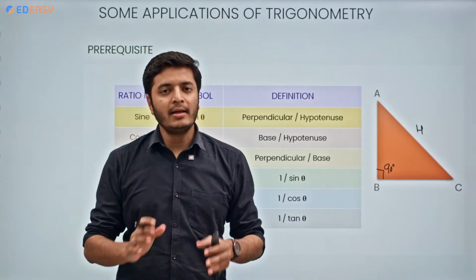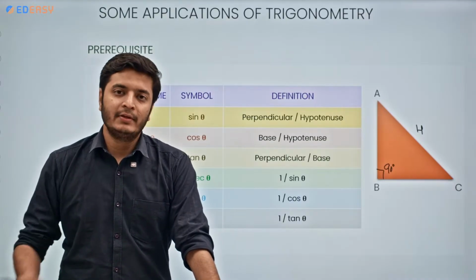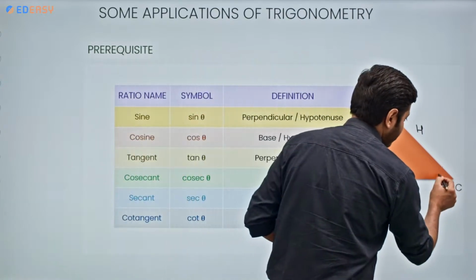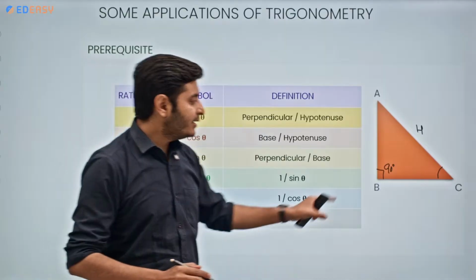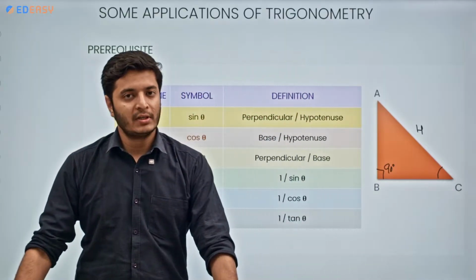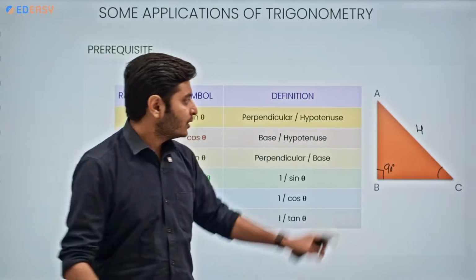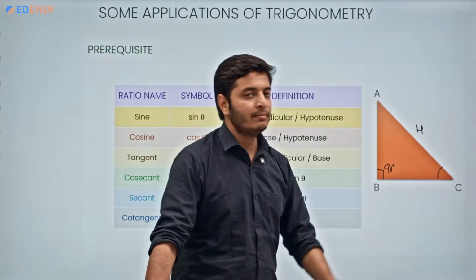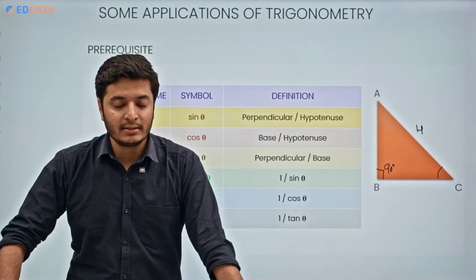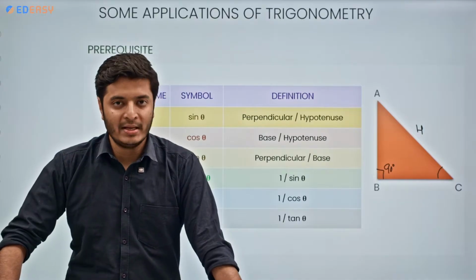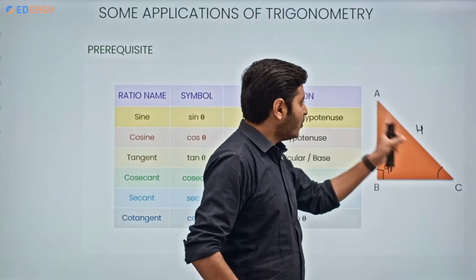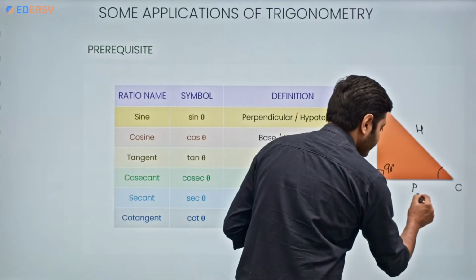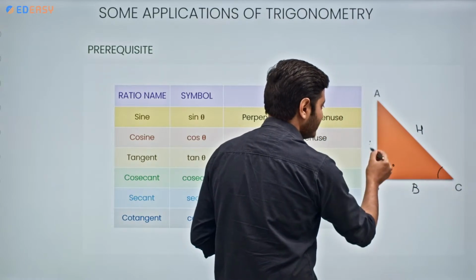Now, depending on which angle we are referring to, we can have different names for the other two sides. For example, suppose I'm referring to angle C, this angle. There are two sides which are adjacent to angle C, that is AC, but we already have a particular name for AC, that is hypotenuse, and then we have BC. So the other side that is adjacent to angle C is known as the base. Then the side opposite to angle C is known as the perpendicular. So if we are referring to angle C, then this is the base and this is the perpendicular.